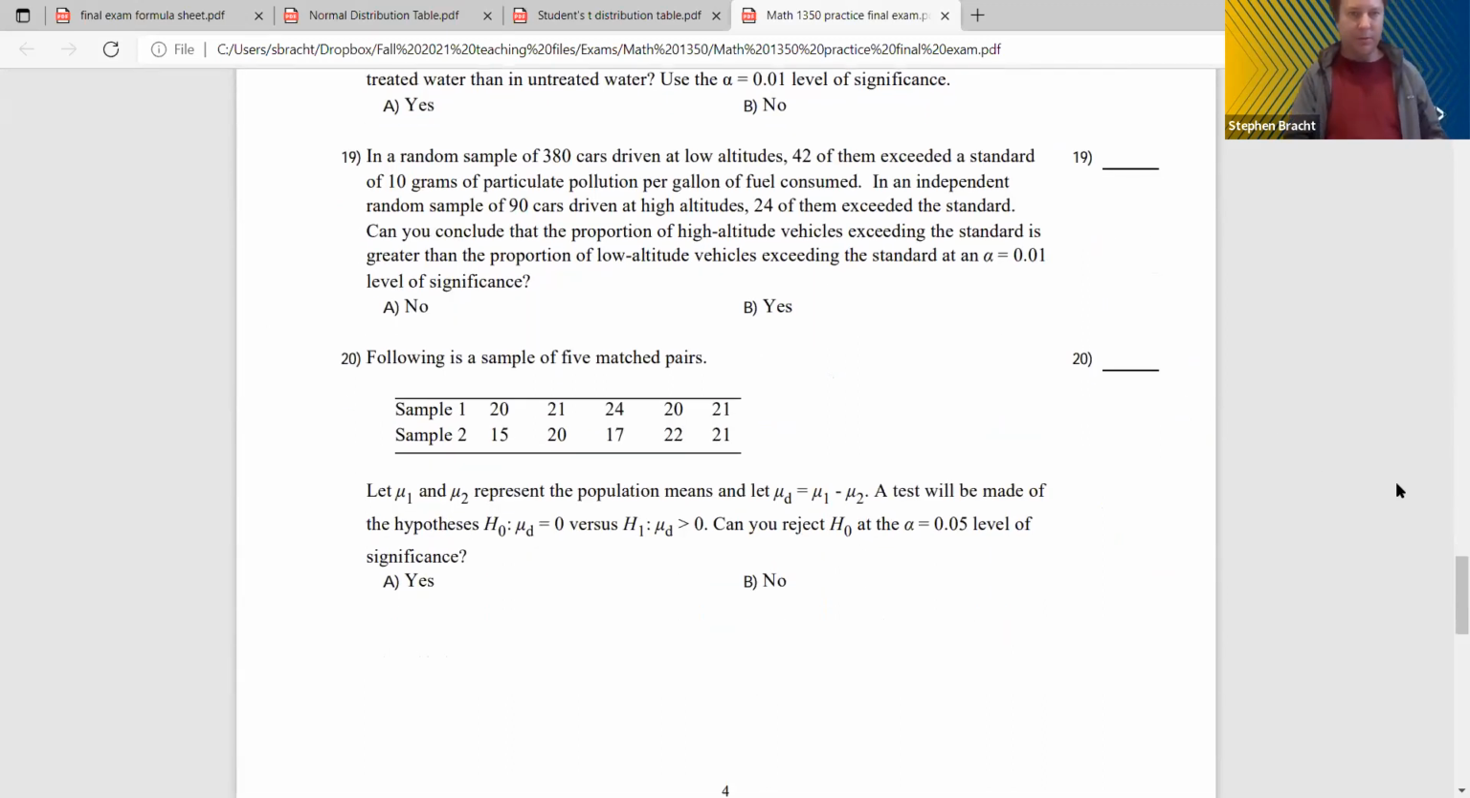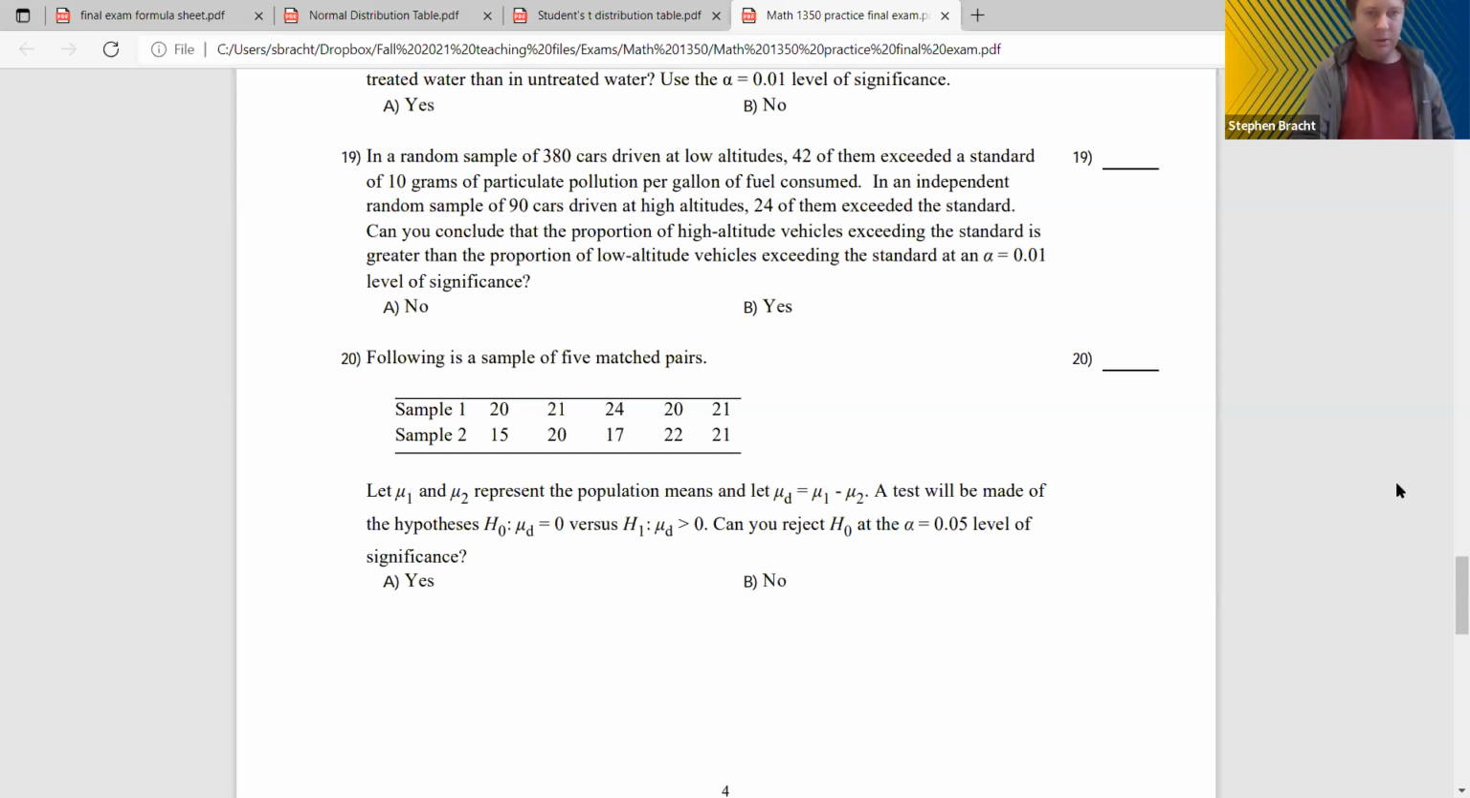So this is from 11.3, a matched pairs problem. Following is a sample of 5 matched pairs. Let mu1 and mu2 represent the population means, and let mu d equal mu1 minus mu2. A test will be made of the hypothesis. The null hypothesis is that mu d equals 0. The alternate hypothesis is that mu d is greater than 0. Can you reject the null hypothesis at the 0.01 level of significance?